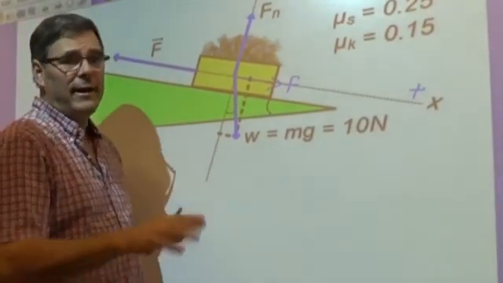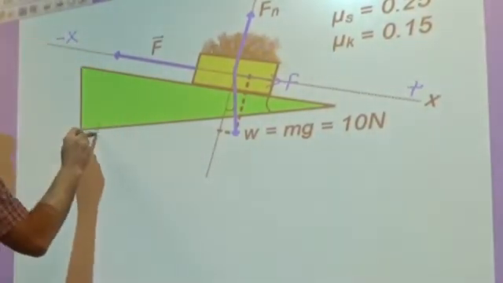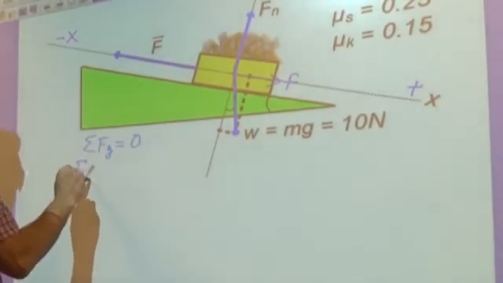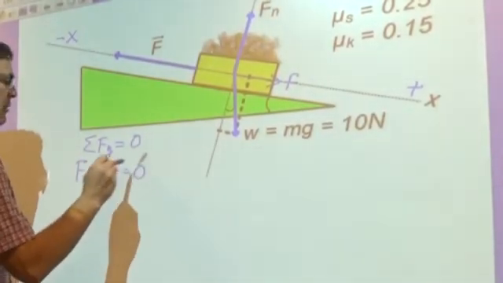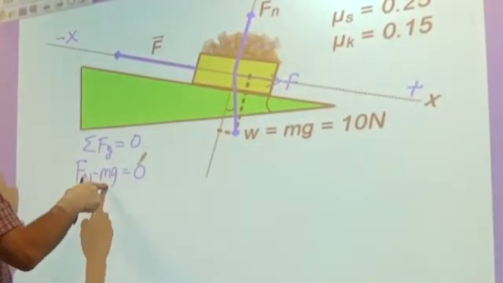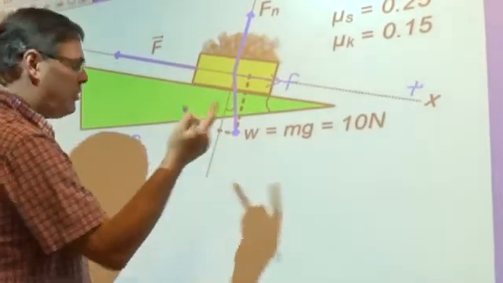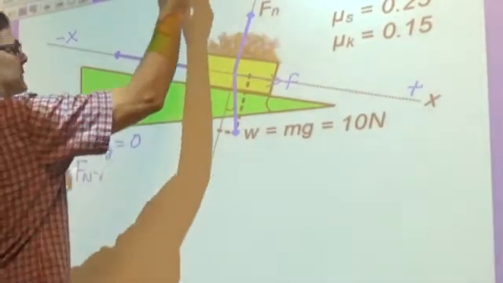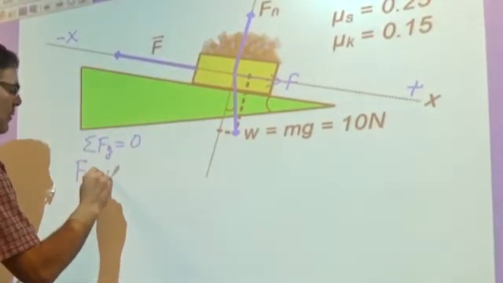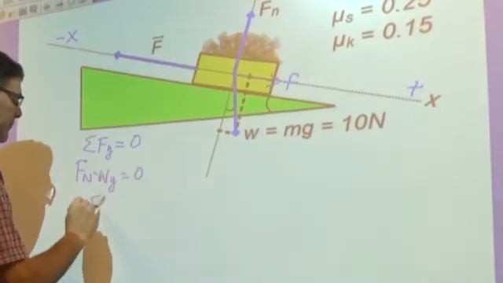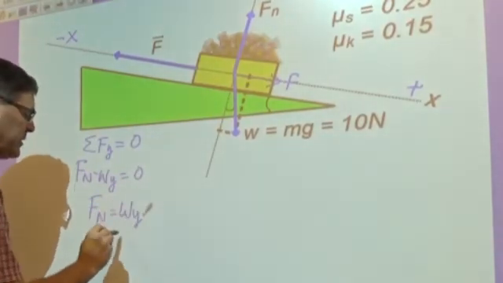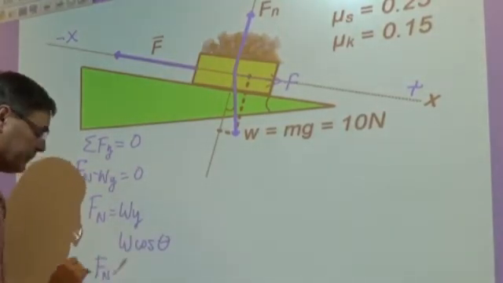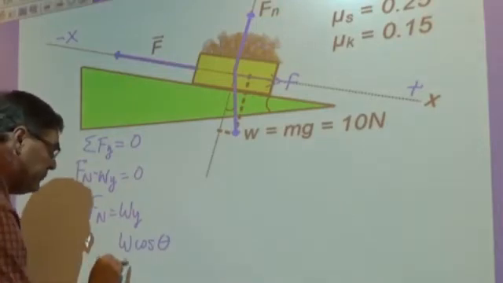Okay, so in the y direction, nothing has changed. The sum of the forces in the y is still equal to 0, and Fn minus mg equals 0, and, oops, not mg. In the y direction, it's mg cosine theta. It's the y component of the weight. So let's call it Wy equals 0. So the normal force is equal to Wy, which is W cosine theta, which is still the same value as before, 9.4 newtons.